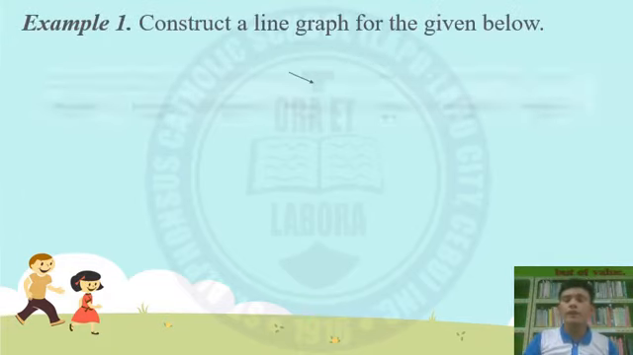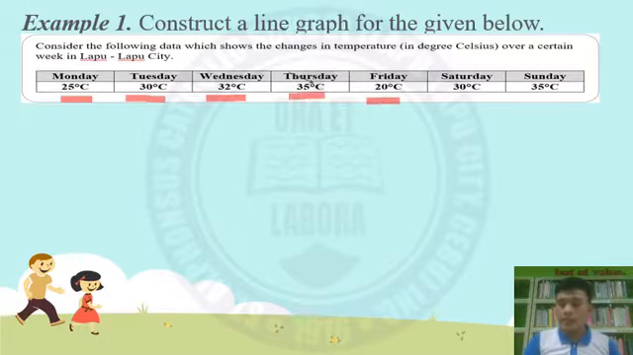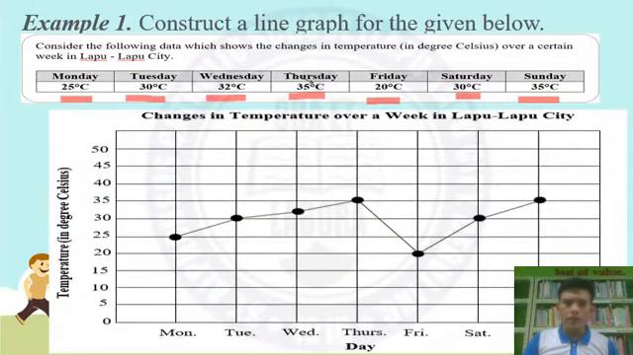So, construct a line graph for the data given below. Okay, this will be the given. Consider the following data which shows the changes in temperature in degrees Celsius over a certain week in Lapu-Lapu City. For Monday, 25 degrees Celsius, Tuesday, 30 degrees Celsius, Wednesday, 32 degrees Celsius, Thursday, 35 degrees Celsius, Friday, 20 degrees Celsius, Saturday, 30 degrees Celsius, Sunday, 35 degrees Celsius. These are the given. So this will be the table we can form.